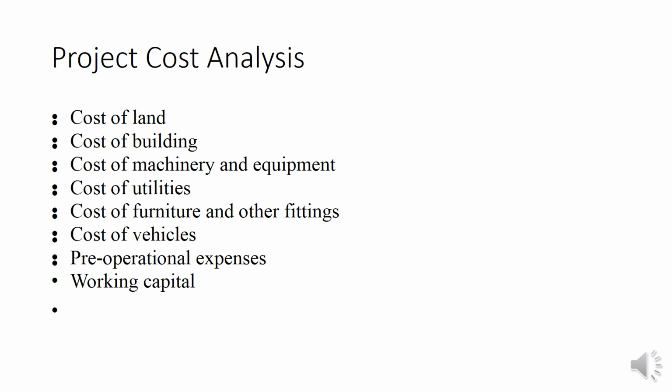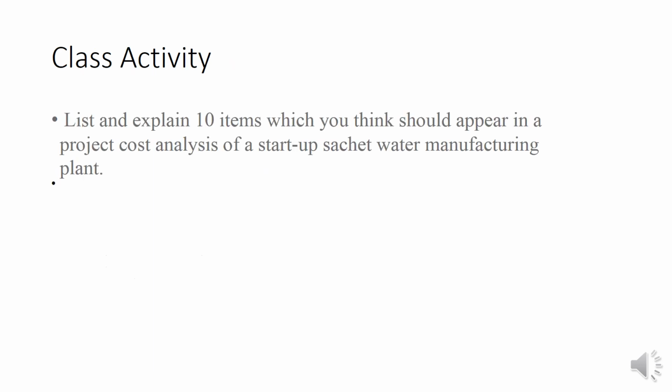Cost of the land should be there. Cost of building, that is not just buying the land and building, the equipment that you use, machinery, utilities, furniture and fittings, vehicles, pre-operational expenses, working capital.